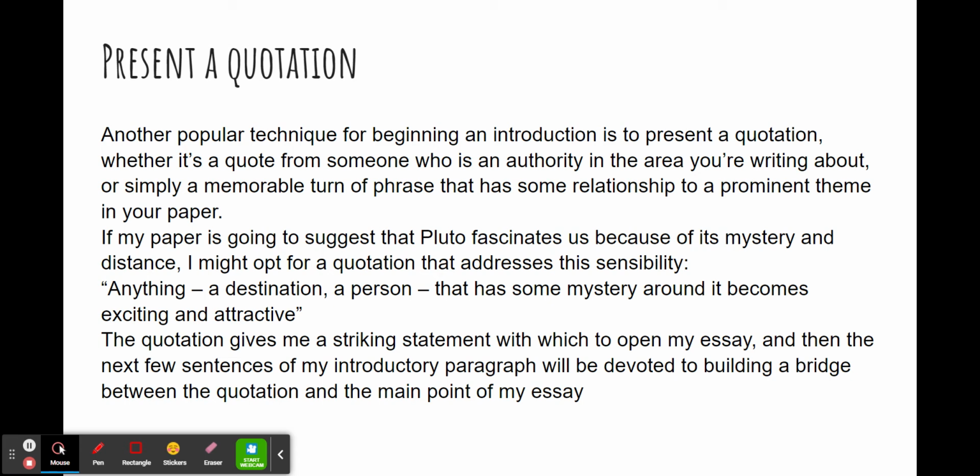"Anything, a destination, a person, that has some mystery around it becomes exciting and attractive." The quotation gives me a striking statement with which to open my essay. And then the next few sentences of my introductory paragraph will be devoted to building a bridge between the quotation and the main point of my essay, which would be my thesis statement.